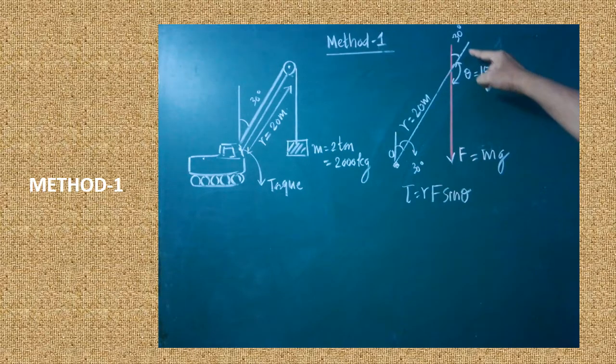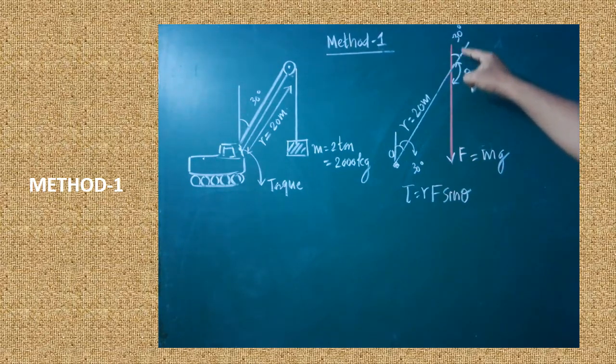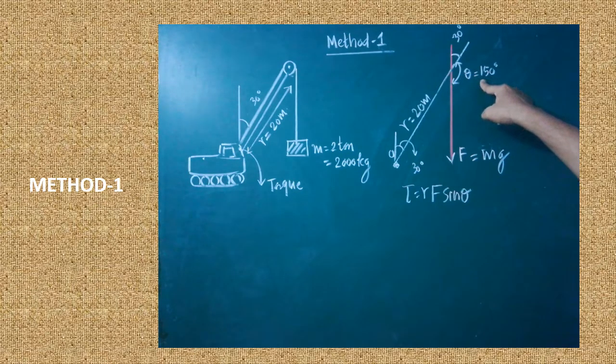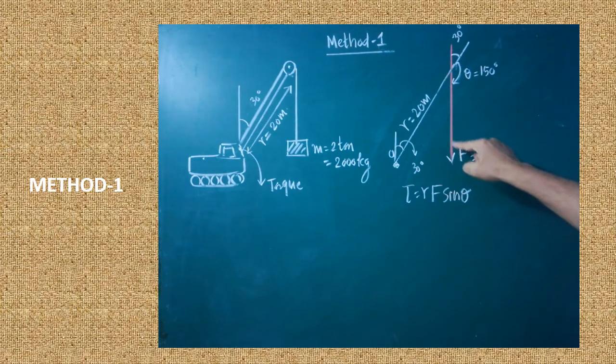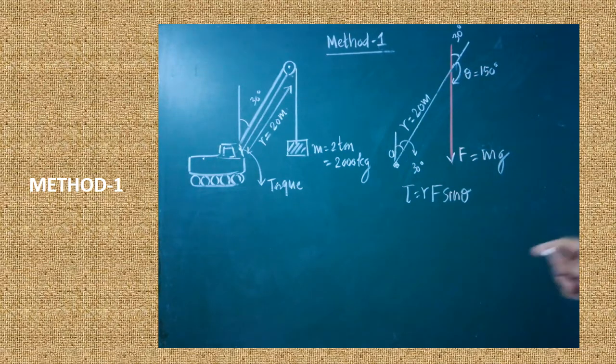Any doubt on this? The total angle is how much? The total angle will be 180. 180 minus 30 is equal to 150. So we have to measure the angle with respect to the direction of the force alone. Here the angle is 150 degree. In between the force and the arm length, the angle is 150 degree. That one is an obtuse angle.